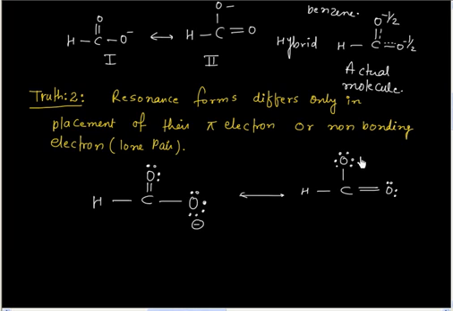If you see, this oxygen has 3 lone pairs, but in this resonating structure this has 2 lone pairs. This has 2 lone pairs, but this oxygen has 3 lone pairs. So the position of the lone pair has changed. One lone pair from this oxygen has gone to this oxygen. The position of the pi bond also has changed. So here we have a pi bond. In this case we have a pi bond here.